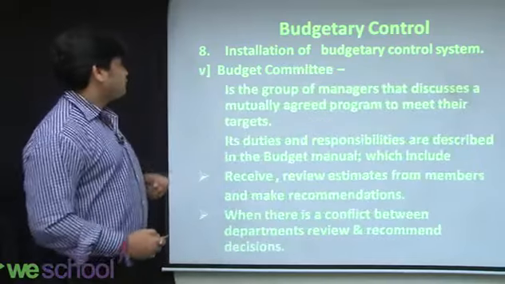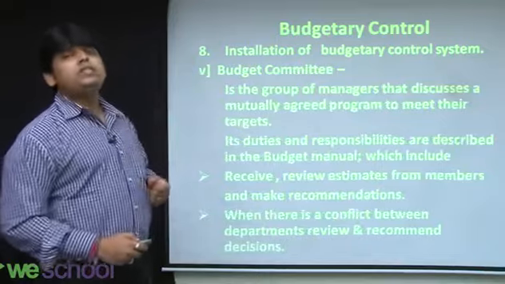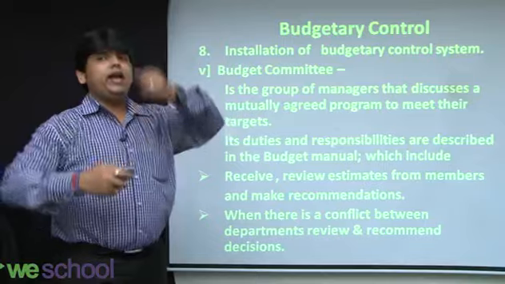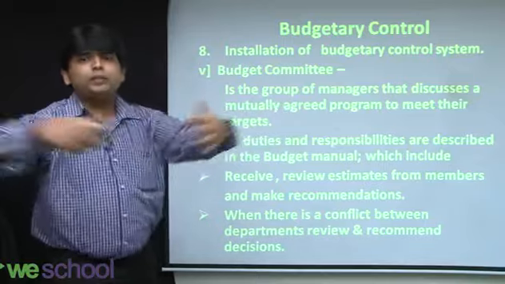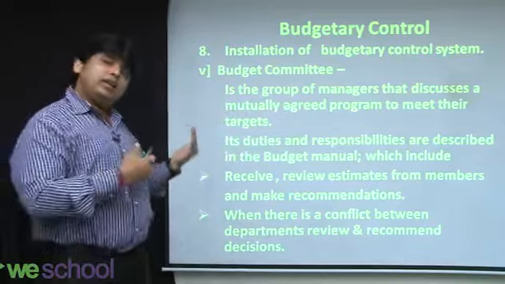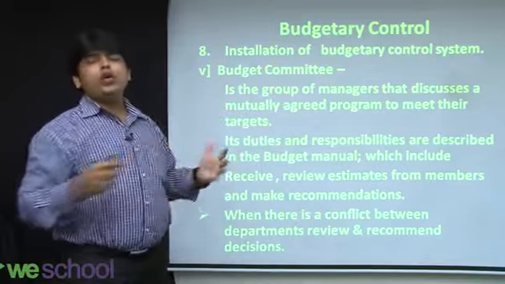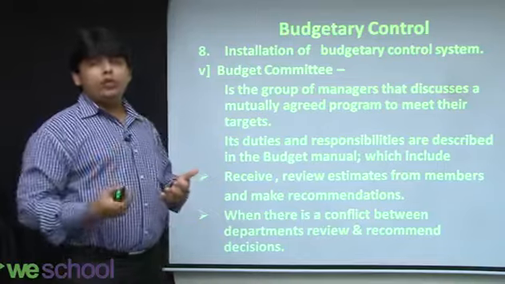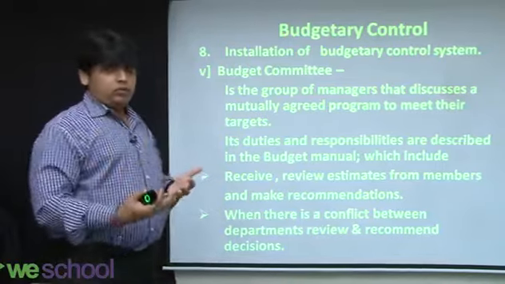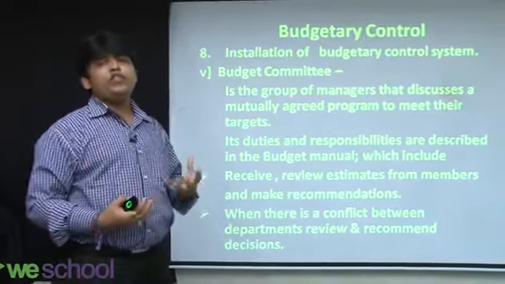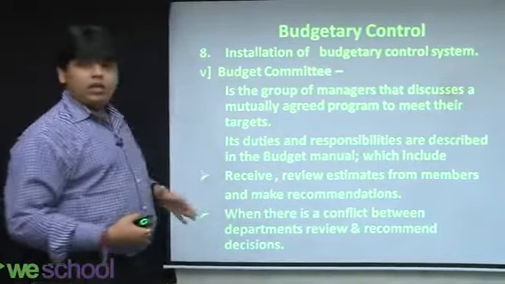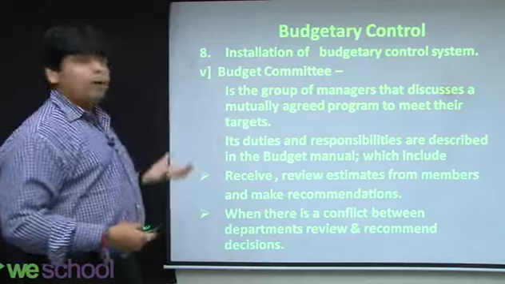Then we have the budget committee. Now what is a budget committee? It means the total of all departmental heads and the controller becomes a committee. Specific rights and duties are allocated to each and every person. Each and every person knows what their duty is, what their course of action is, what they have to do, how much, who is responsible for what, everything is there. So that forms a budget committee.